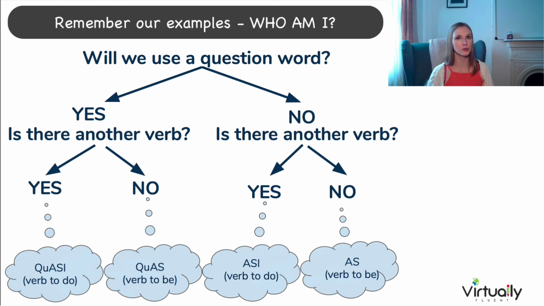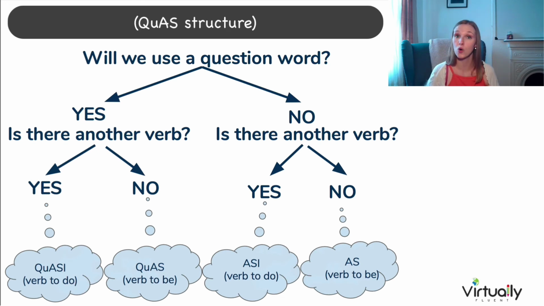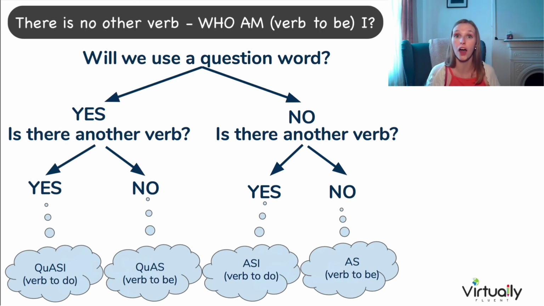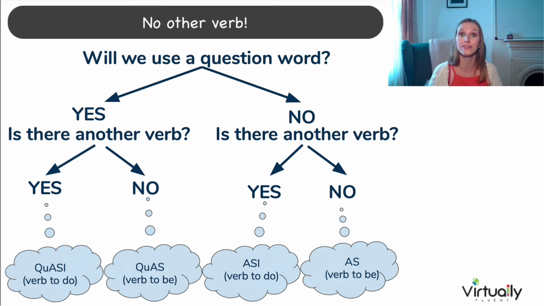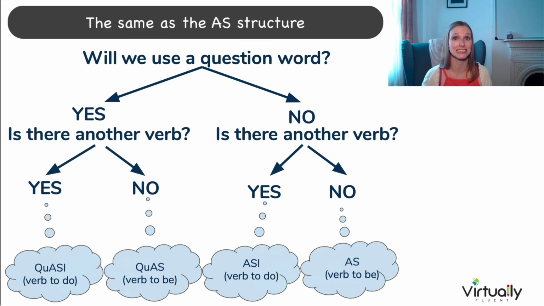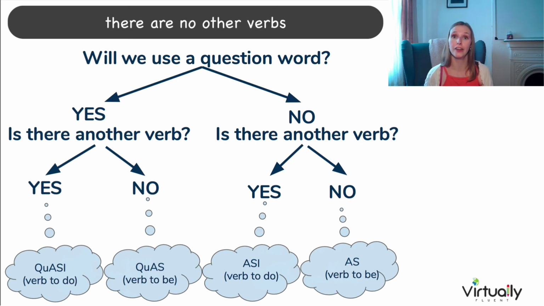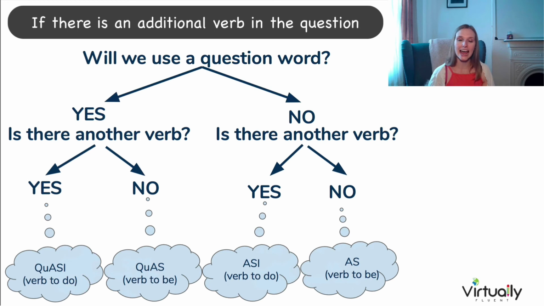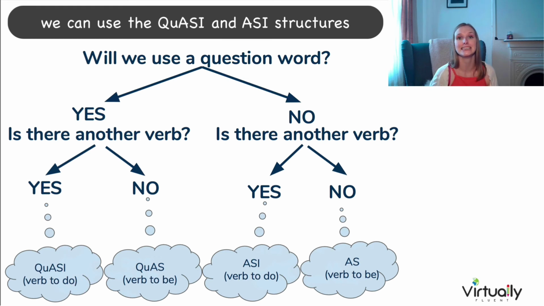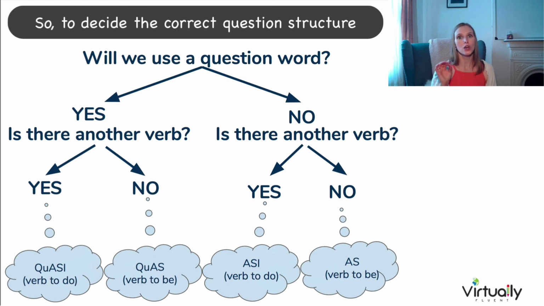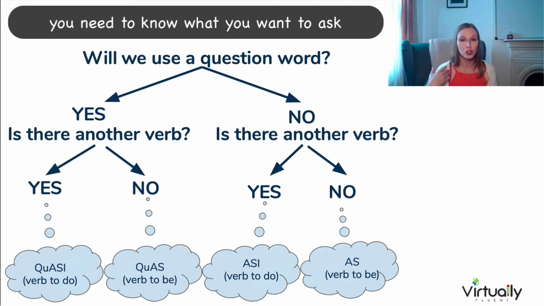Remember our examples: who am I, QUAS structure. There is no other verb. Who am, verb to be, I, no other verb. The same as the AS structure. Am I a teacher? There are no other verbs. If there is an additional verb in the question, we can use the QUASI and the ASSI structures. So to decide the correct question structure in the present simple, you need to know what you want to ask.